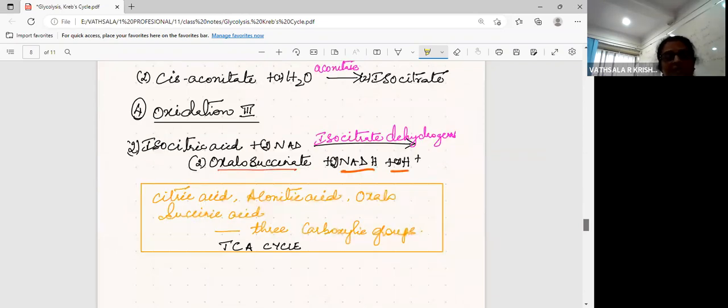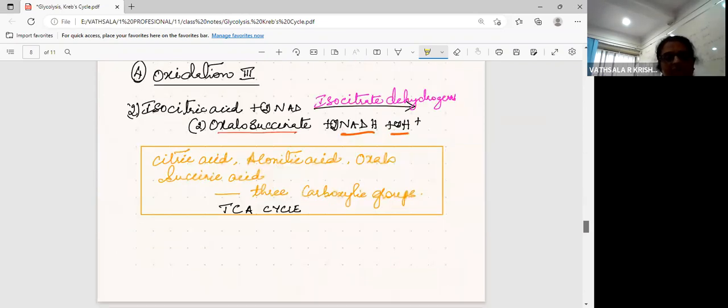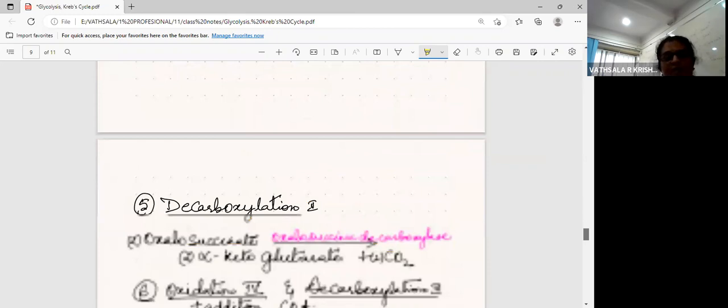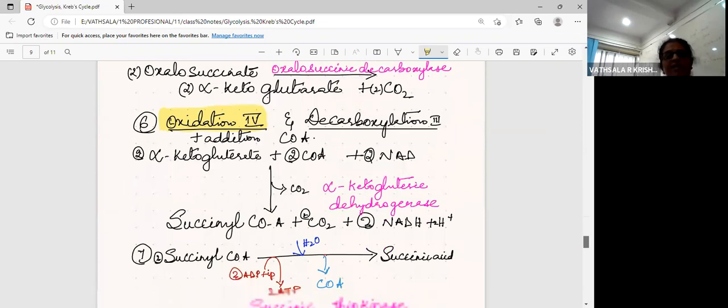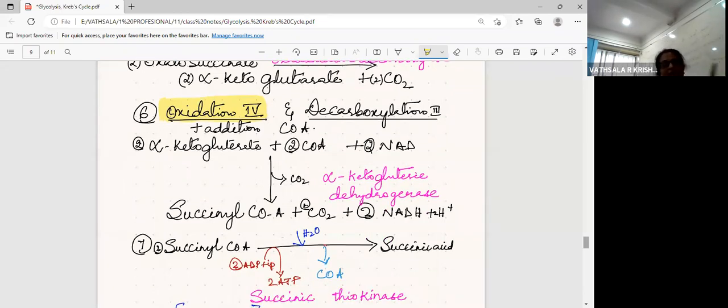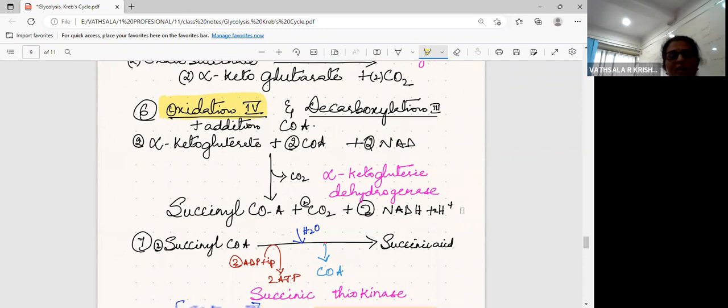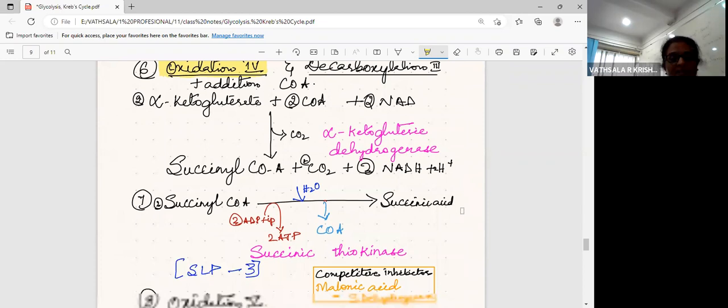So please keep writing this. I have written that as a heading. And fourth is here where alpha ketoglutaric acid is converted to succinyl-CoA, and here coenzyme A is also added. This is the fourth oxidation, and decarboxylation also takes place. Carbon dioxide is again given out. So now we will take a count of how many times carbon dioxide is given out.